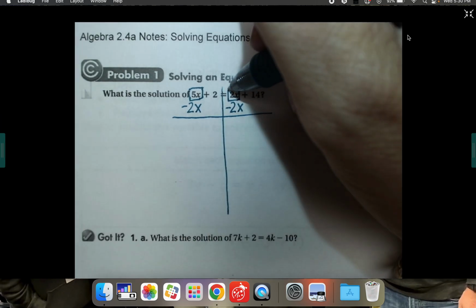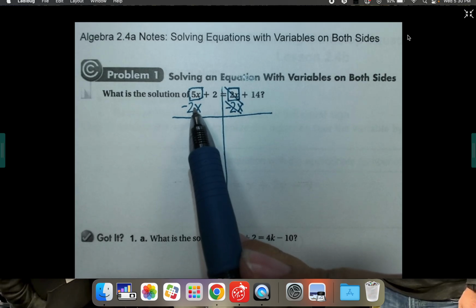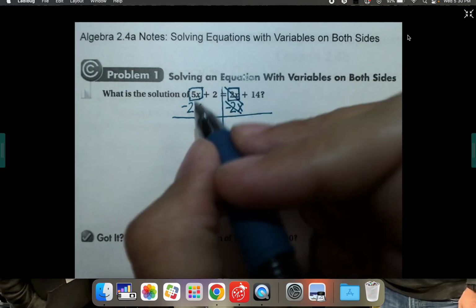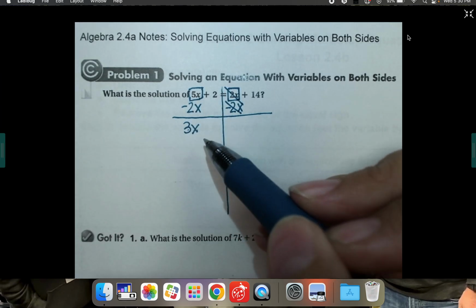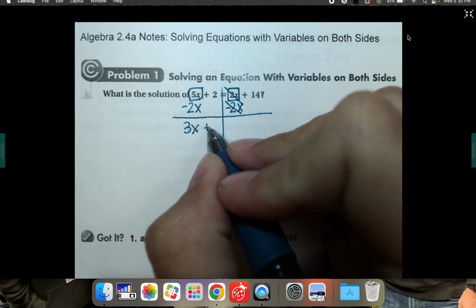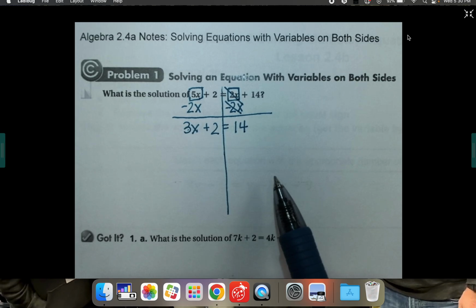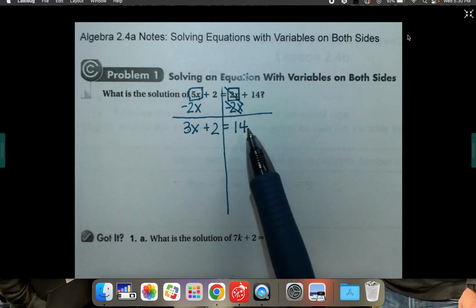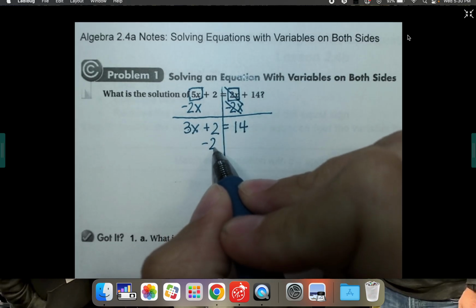So on the right, 2x minus 2x is nothing, so those cancel out. On the left, 5x minus 2x is 3x. Notice we're still keeping the coefficient with the variable. We're keeping them together as one unit. Bring down the plus 2. Bring down the 14 over here, and now you see why we left the 2 and the 14 alone, because now you're left with a basic two-step equation. And now you would subtract 2 from both sides.